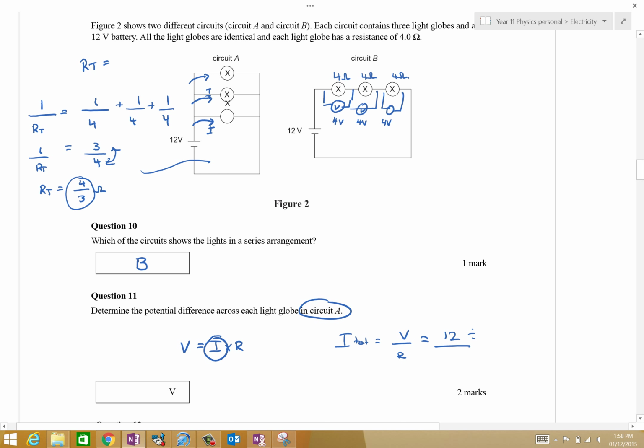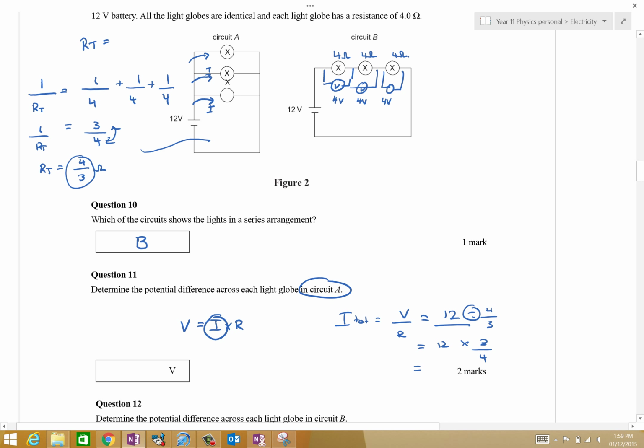If you like, I can do that: 4 divided by 3. How could I change that sign? Now, of course, you can do it in your calculator. Change that to a times, flip that around. 12 times 3 is 36. 36 divided by 4 is 9. So, we have 9 amps going through.